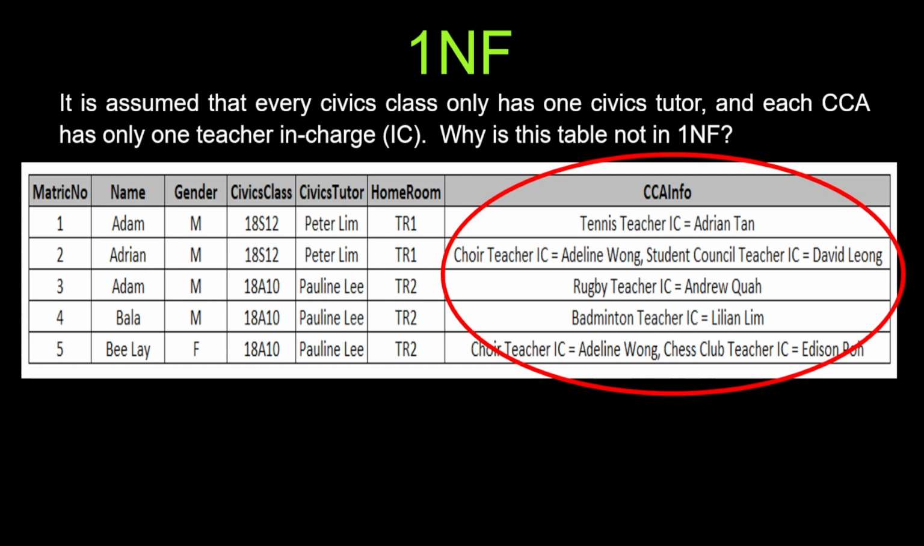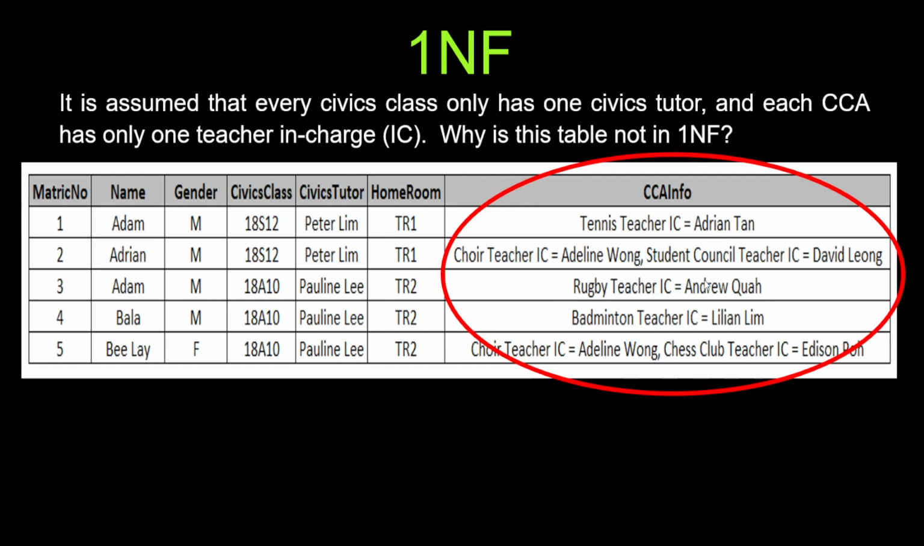So how do we convert this to 1NF? Unfortunately, you realize that you need to expand and create more tables. So we need to split them up. Basically, we want to separate. The first thing you can try is to separate the name of the CCA and the CCA teacher IC. This is quite straightforward.